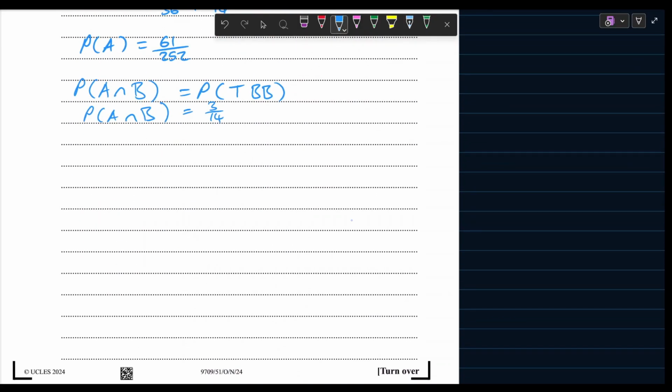So we can say that the probability of B given A is equal to our 3 over 14 divided by our 61 over 252. And so the probability of B given A is equal to, let's punch this into the calculator, 3 over 14 divided by 61 over 252. This gives us 54 over 61, and that is our final answer.